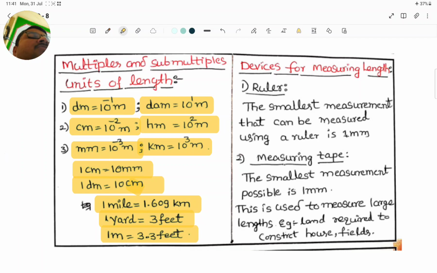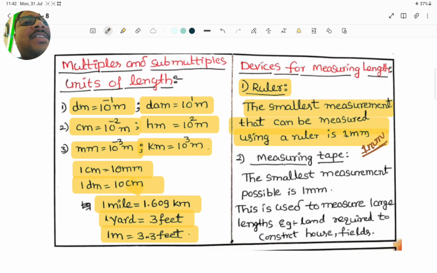Next, devices for measuring length. To measure length, we use some devices. Already we know the ruler. By using the ruler we can measure length. The important point is the smallest measurement possible using a ruler. How much? 1 millimeter.